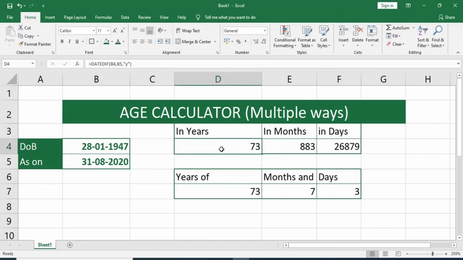And here he lived total 73 years. The age in months is 883 months. The age in days is 26,879 days, and here we have he lived totally 73 years 7 months 3 days.